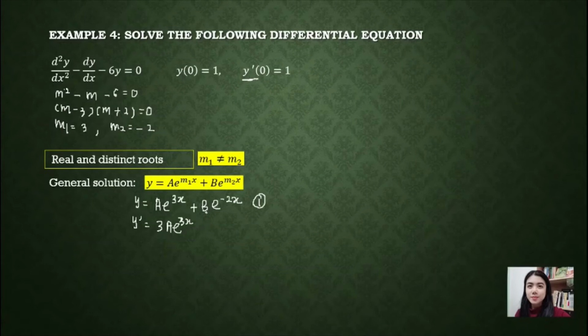Okay, the same thing happened for the b e to the power negative 2x. So this gives you 2b e negative 2x. So let's name it as equation number 2. Now only we look at the initial conditions.